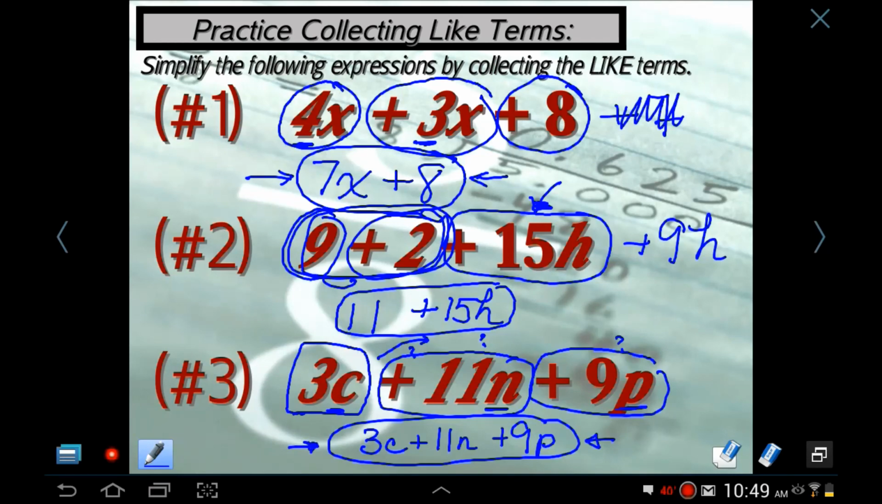Okay, so that does it for this lesson. I hope everyone understood it. There's a lot of new things we talked about. Coefficients, terms, constants, collecting like terms. So a lot of new stuff here. Not necessarily difficult, but new.